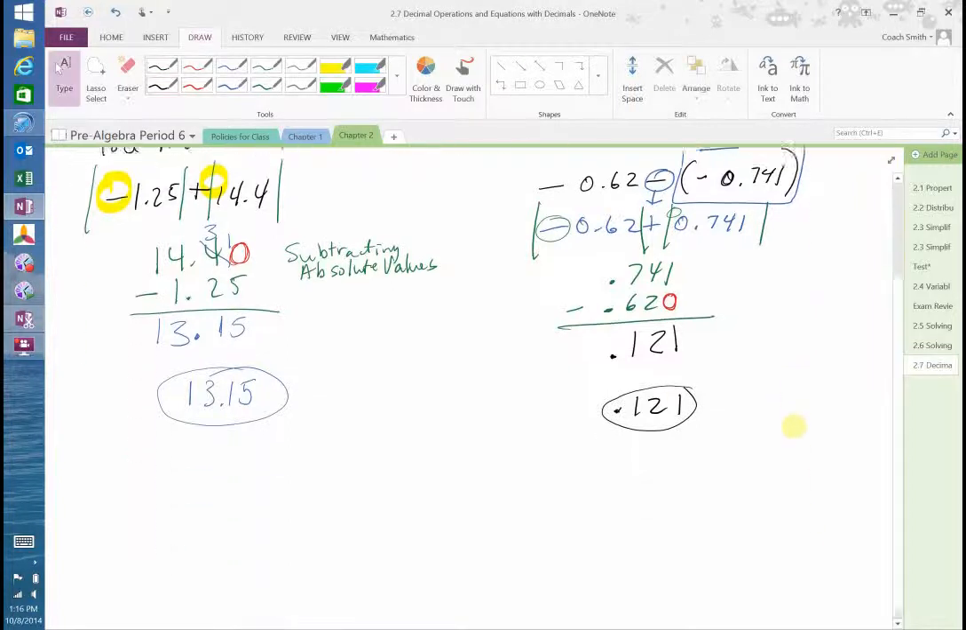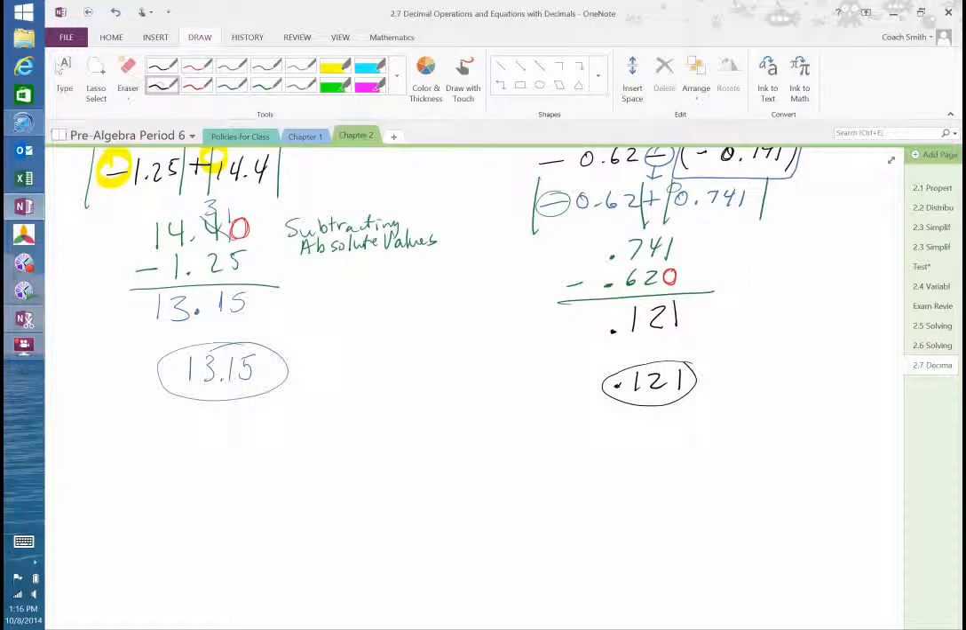Okay. I want you to try this one on your own. Negative 3.72 minus 4.58.